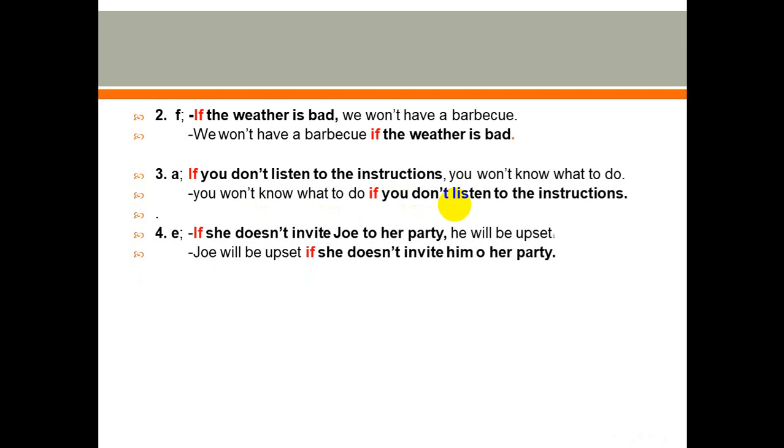4e. If she doesn't invite Joe to her party, he will be upset. Will plus infinitive, here the infinitive of am, is, are. Instead of saying he is upset, he will be upset, because after will we have the infinitive. The infinitive of is is be, the verb to be. Joe will be upset if she doesn't invite him to her party.